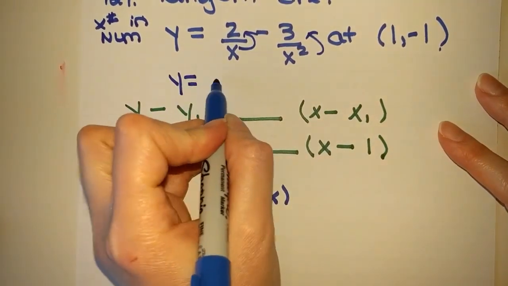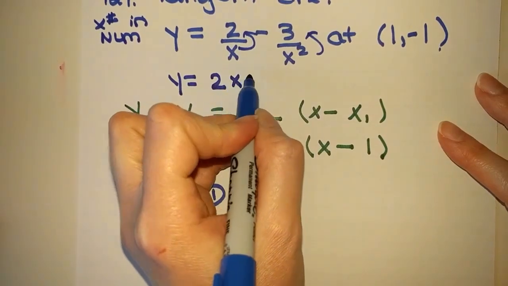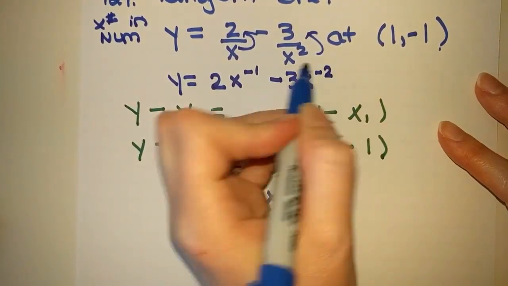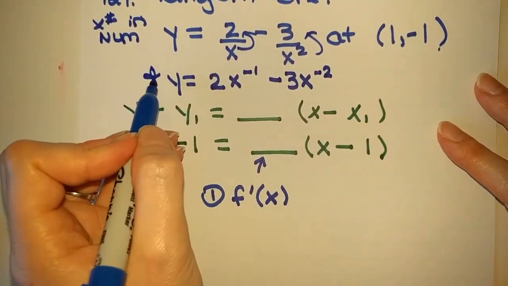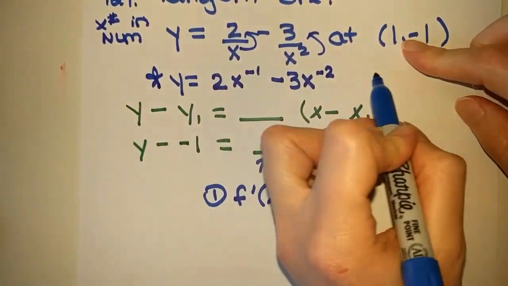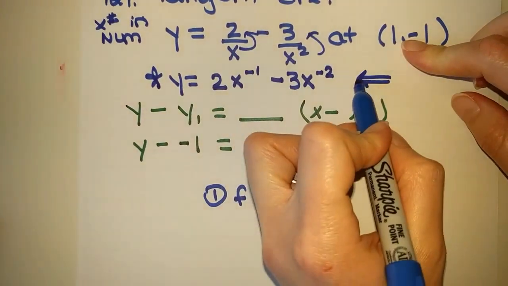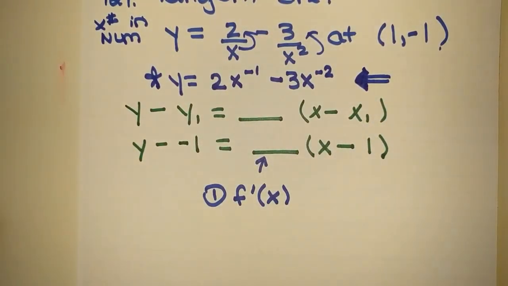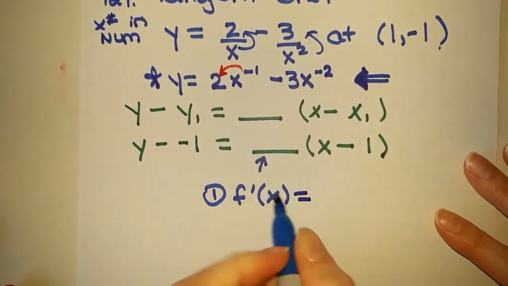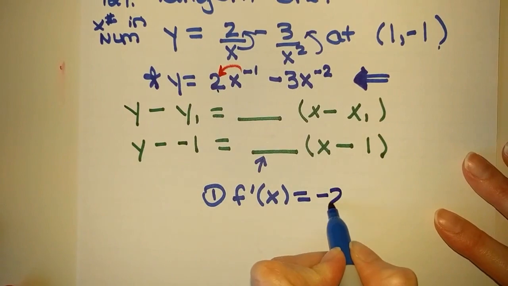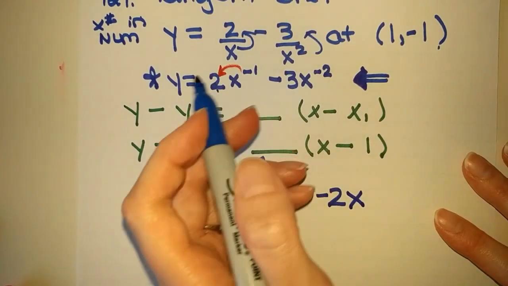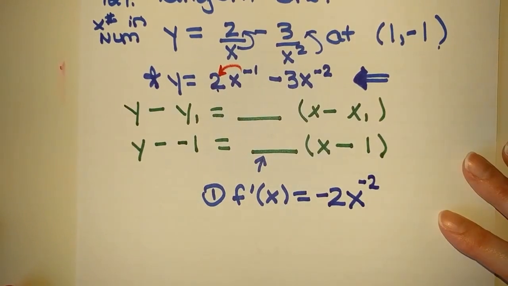So I'm just going to rewrite, and I'll have 2x to the -1 minus 3x to the -2. And now once it's rewritten, I can use that form to bring down the exponent and subtract 1. All right, so let's go ahead and do that here. We will bring down the -1 exponent. So that's going to give us 2 times -1, -2. x, subtract 1, -1 minus 1 gives us -2.